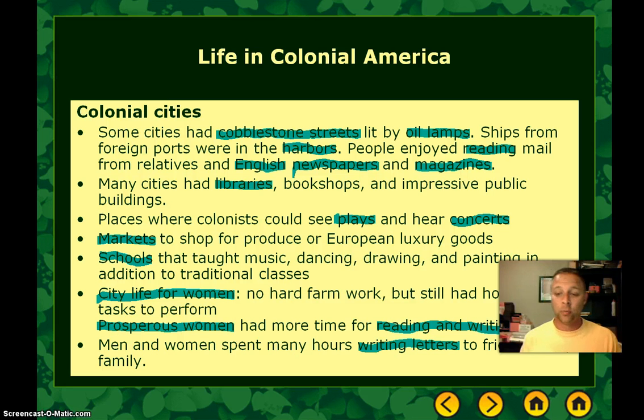residents of the city. Women in the city generally didn't have the farm labor, but generally they had domestic duties they were expected to perform, although the more prosperous ones had servants and could do more leisure activities. Letter writing was a huge time investment. People wrote letters, and you have a great historical record of letters from colonists back to Europe and so forth. So that becomes a huge source of historical information and a wonderful resource for historians today.